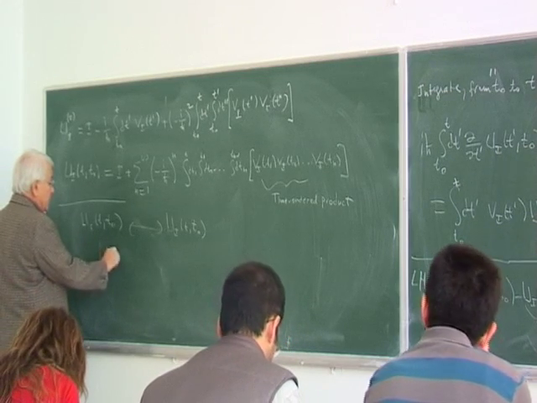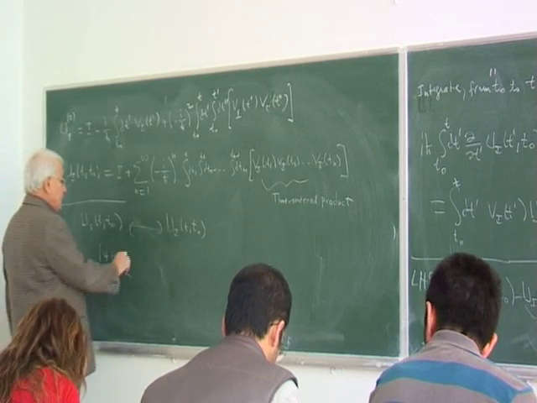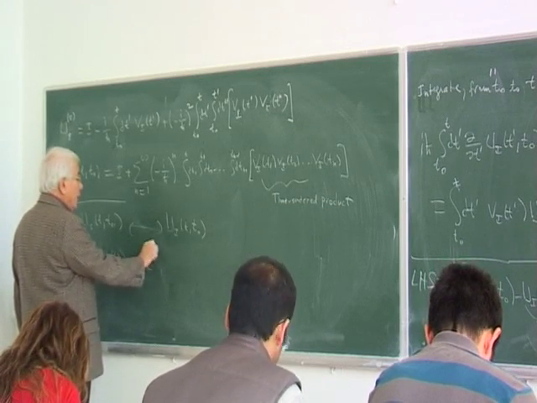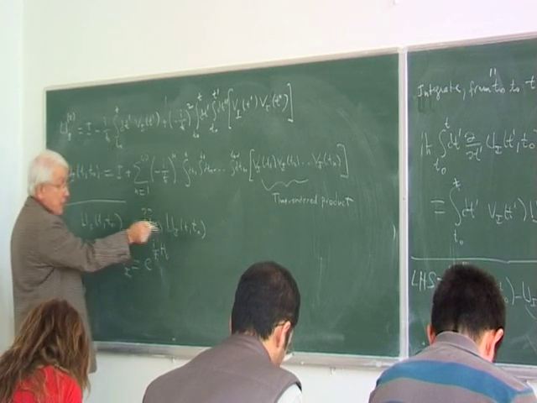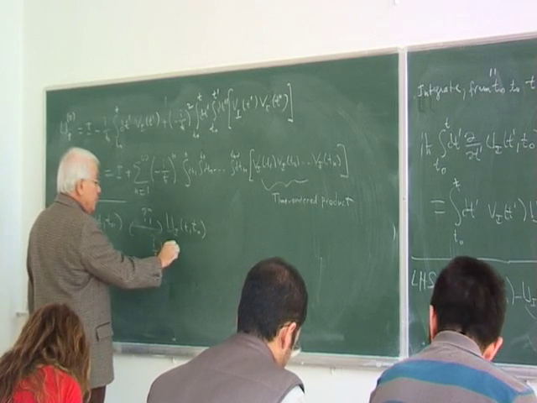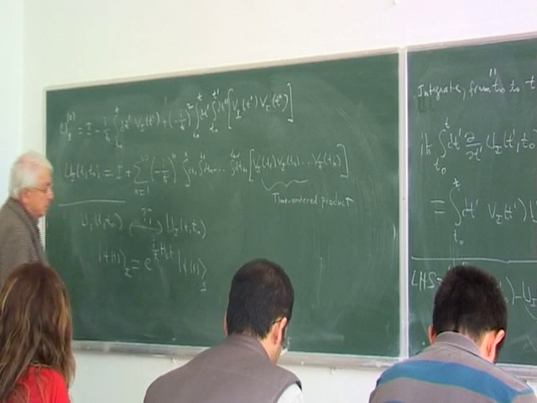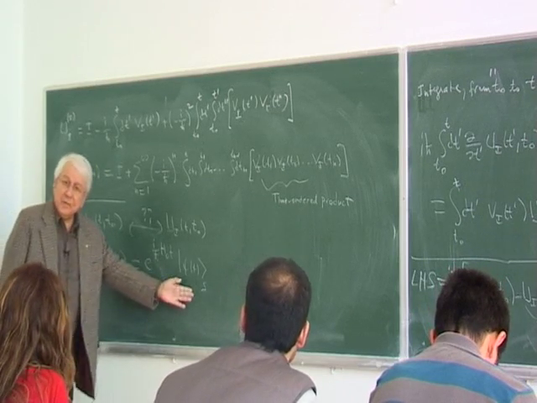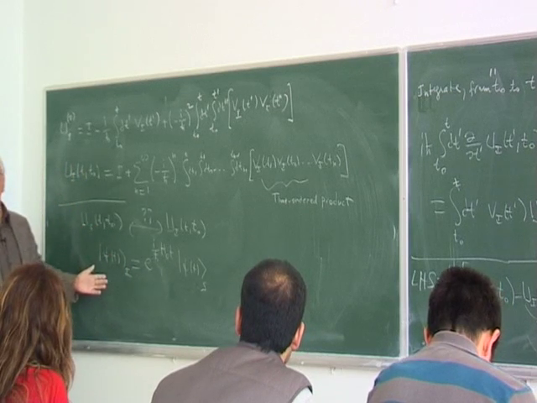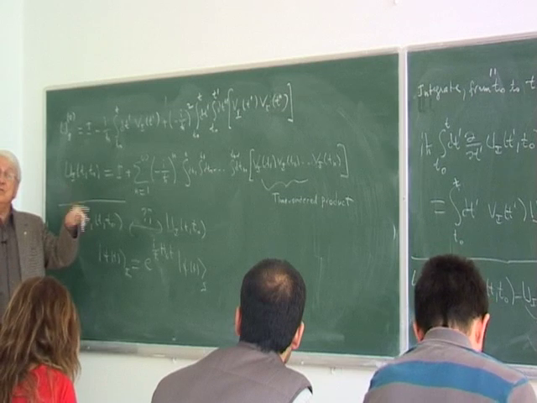What was the psi t interaction? Psi t interaction was e to the i over h bar H zero t, so this is the thing which I'm trying to find, H zero t psi t of Schrödinger, which connects the Schrödinger picture states to the interaction picture states. That is the relationship, remember, part of the Hamiltonian, not the full Hamiltonian.